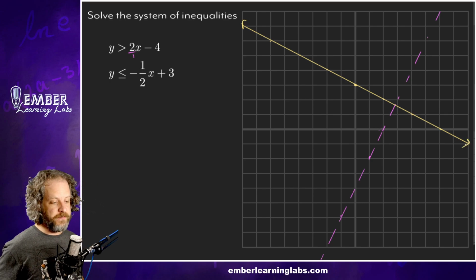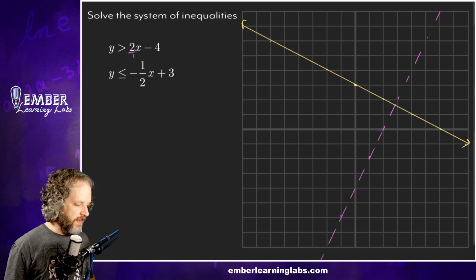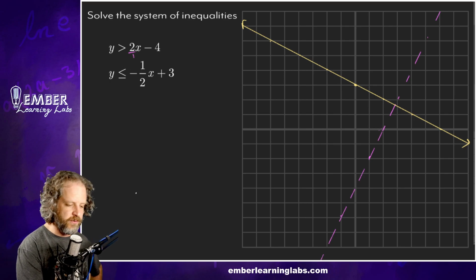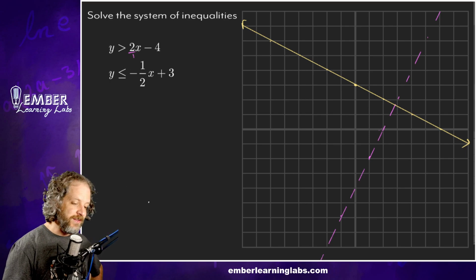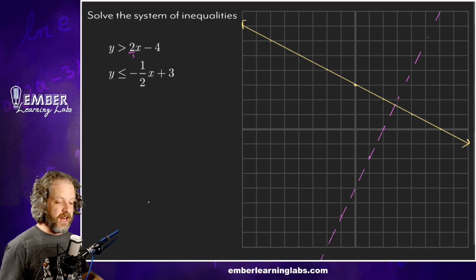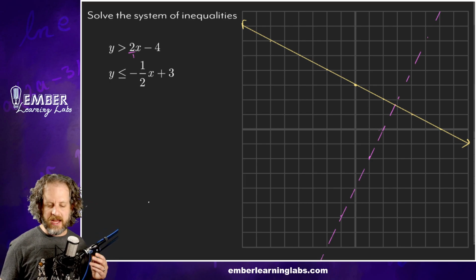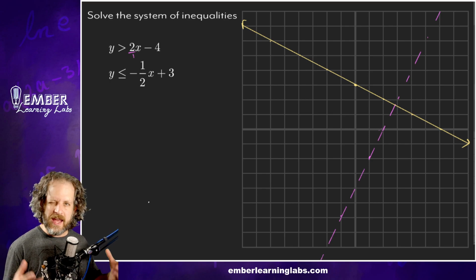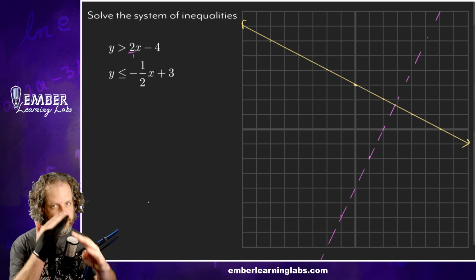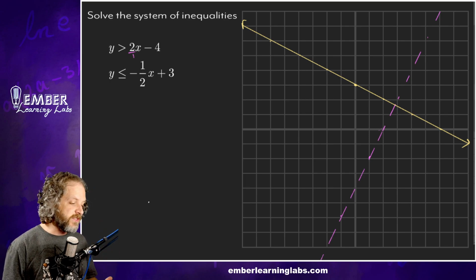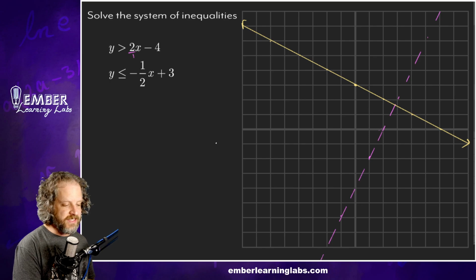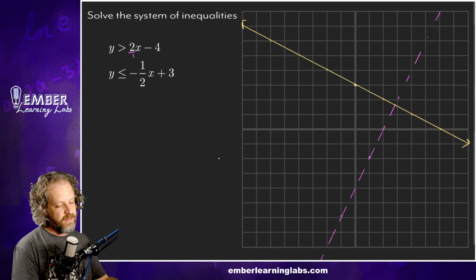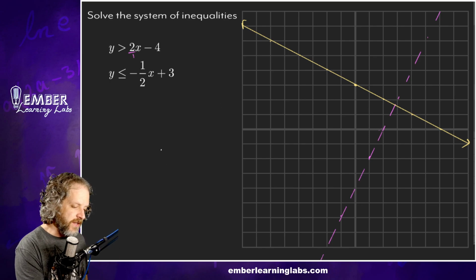Now this one is going to be a solid line, right? This one is solid because of the equals to. So now we've got to figure out where we're going to shade. And where we're going to shade is, just like a solution to a system of equations is the intersection of those lines, the solution to a system of inequalities is the intersection of where these are both true. So let's take a look at this one.